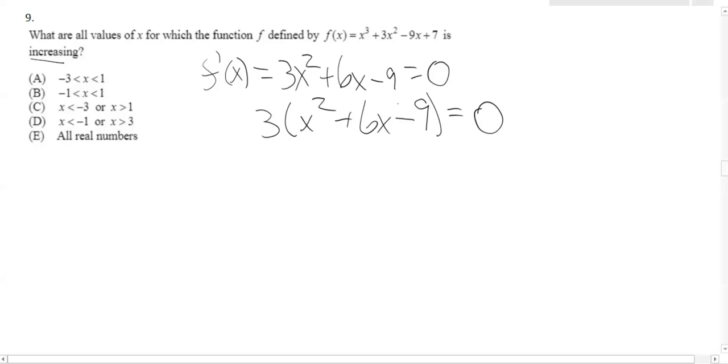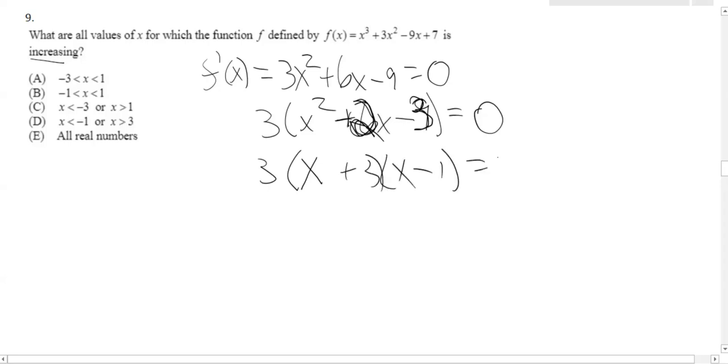No, this would end up being, if I factor out a 3, this would end up being a 3, and this would end up being a 2. Sorry about that. So you have 3 times (x + 3) times (x - 1). Set that equal to 0. And then this factor would give you x equals negative 3, and this one would give you x equals 1.